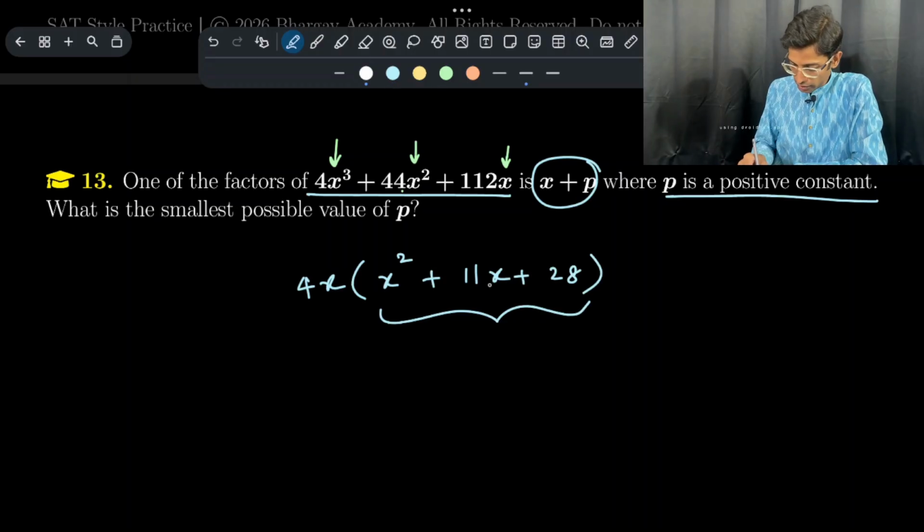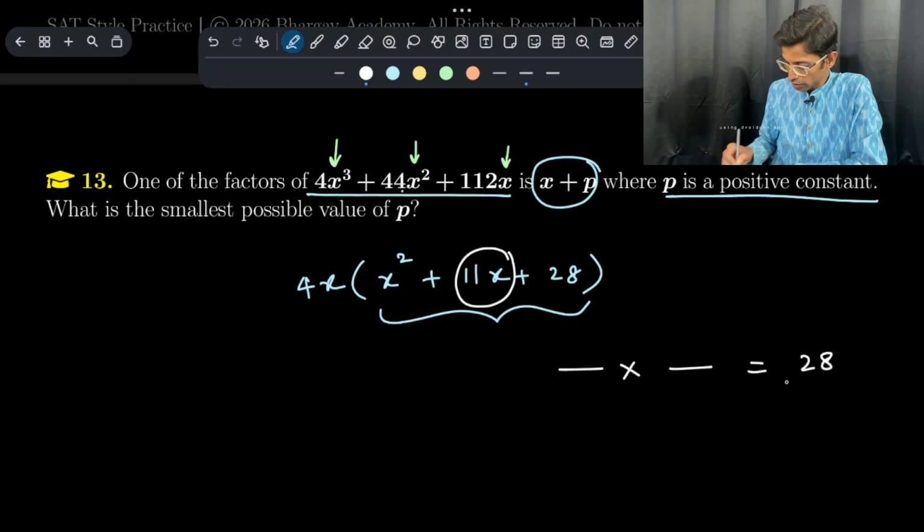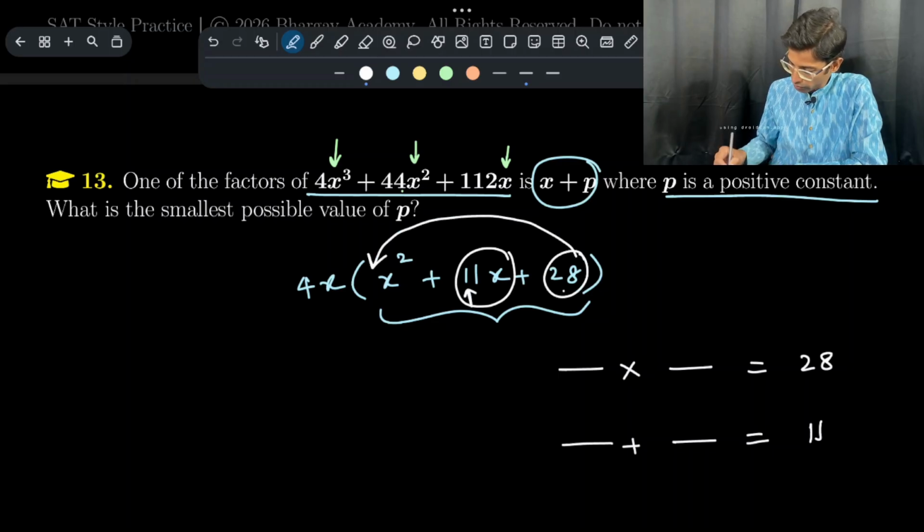To factorize this expression, I need to split this middle term. So I need to find two numbers which, if I multiply, I should get 28, and if I add these exact two numbers, I should get 11. How did I get 28? I have multiplied the constant with the coefficient of x square. I got 28. From where did I get 11? The coefficient of x, whatever it is, if it is plus 11, I should get plus 11. If it is minus 11, I should write minus 11.